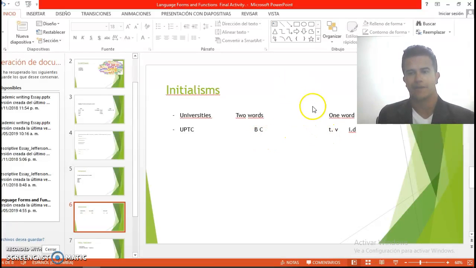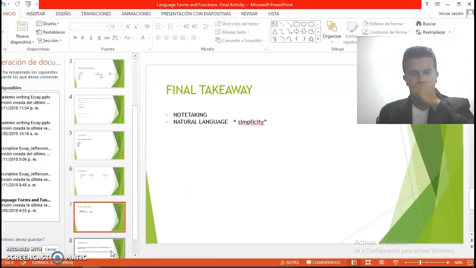And finally, we have initialisms with one word. Television represents TV, or ID represents identification.